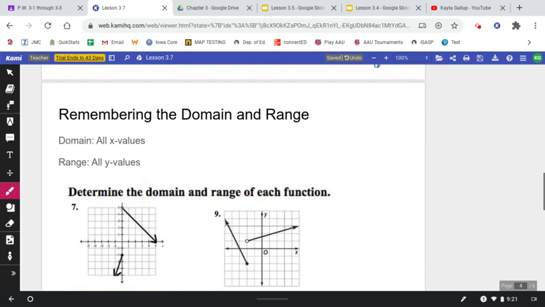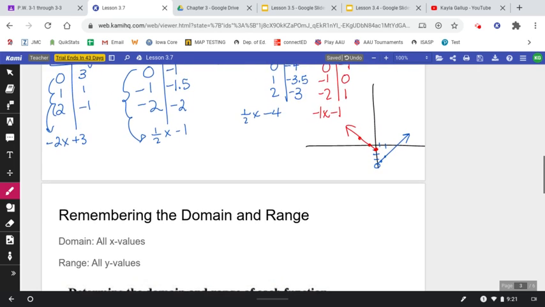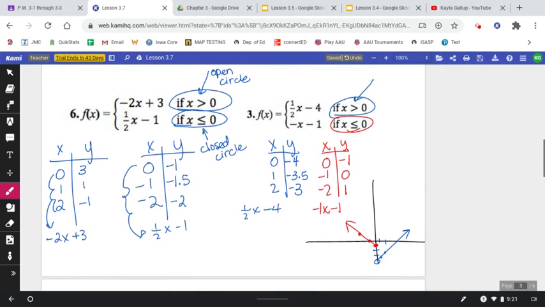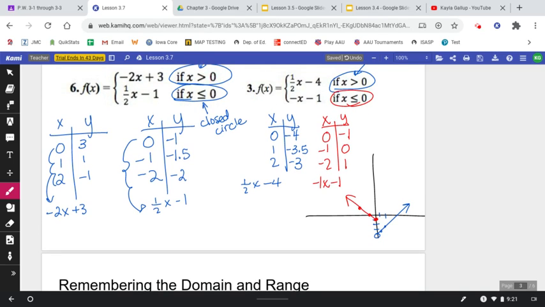So going back to do the domain and range, the domain is going to be all of my x values and the range is all of my y values. I erased the first graph, so we'll have to just go off this second graph. For the domain, if I'm using all of the values greater than 0 and all of the values less than or equal to 0, my domain would be all x's.